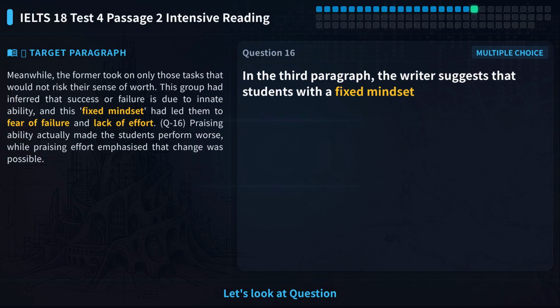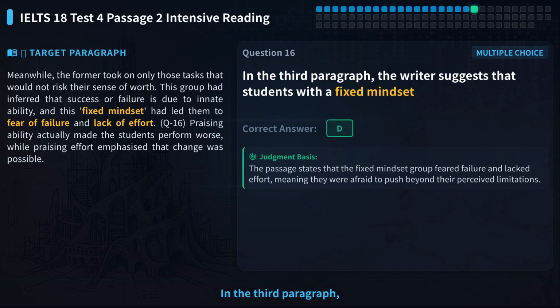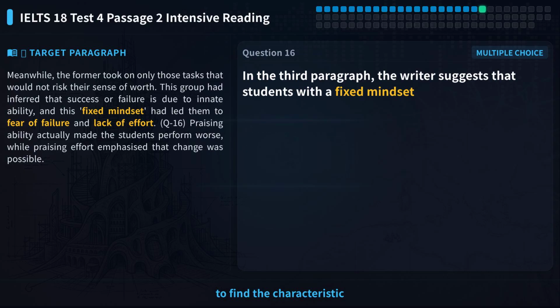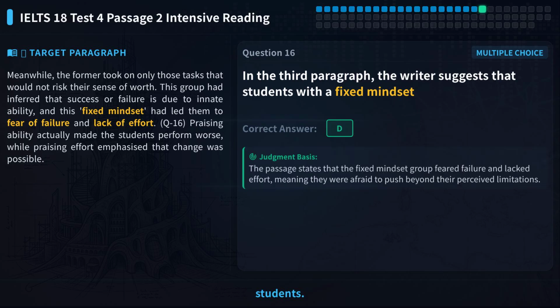Let's look at question 16. The question asks, in the third paragraph, what does the writer suggest about students with a fixed mindset? The key point is to find the characteristic of fixed mindset students. Option A says they are less competitive. Option B says they have low self-esteem. Option C says they only work hard with constant encouragement. Option D says they are afraid to go beyond their perceived limits.